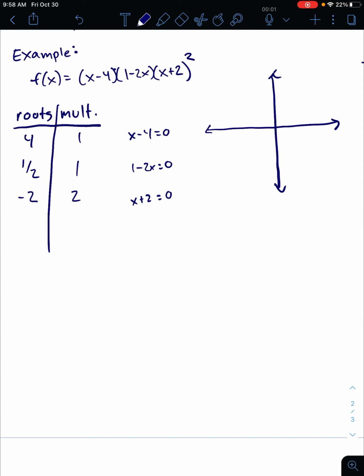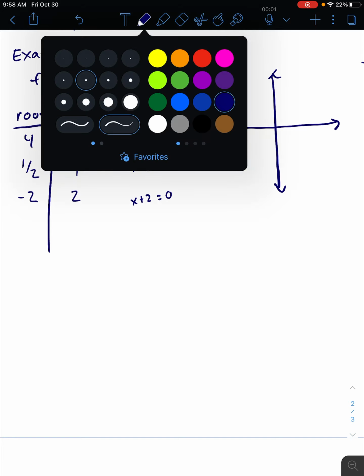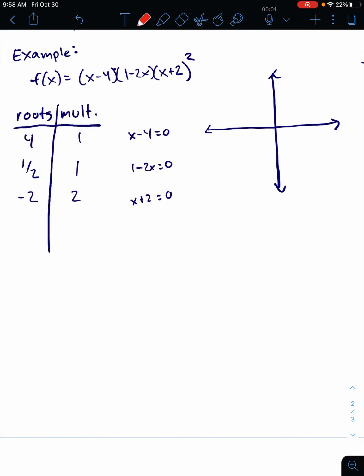Why is this the case? Well, if you look here, our x minus 4 factor, which is where we got the 4 root, has an exponent of 1. Our 1 minus 2x factor, which is where we got the 1/2 root, also has an exponent of 1. But our x plus 2 factor, which is where we got the root -2, has an exponent of 2. So you're going to look at those exponents, see how many times each root appears, and that's going to be your multiplicity.